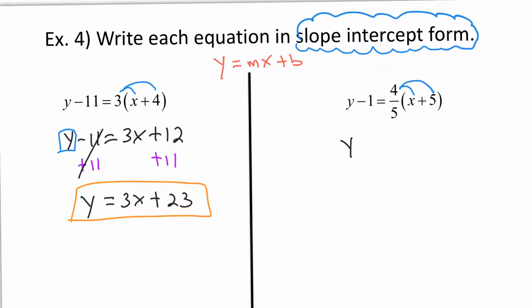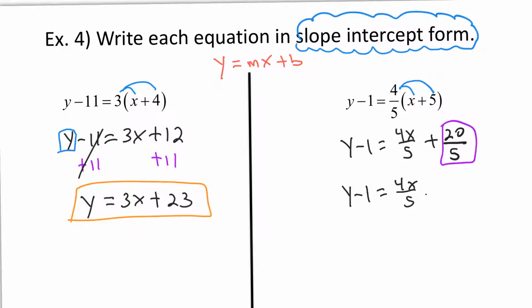I have y minus 1 equals 4x over 5. So notice that you do multiply the 4 times the x, and keep the denominator. And then multiply the next one, 4 times 5, and keep the denominator. So 4 times 5 is 20, positive, over 5. I can reduce. Yes, you can divide these two right here. So y minus 1 equals 4x over 5 plus, and reduce to 4.